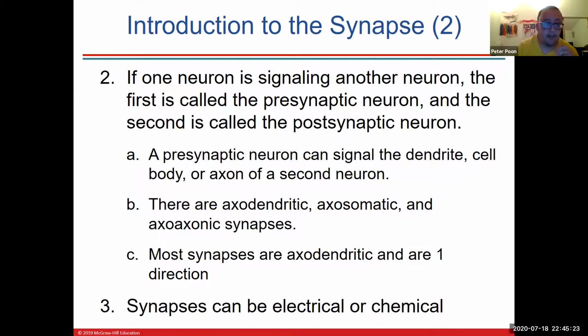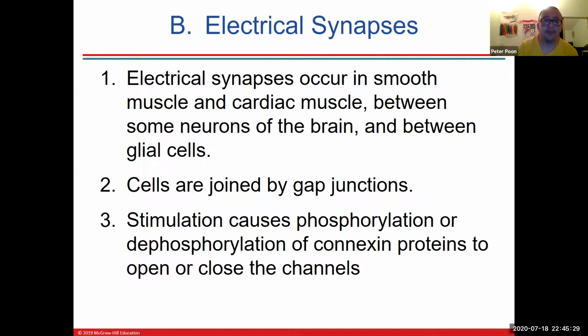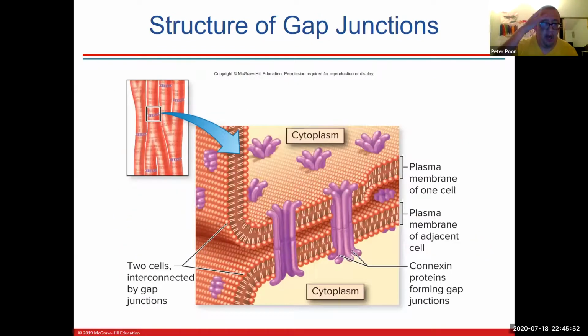Synapses can be electrical or chemical. They're mostly chemical, but there are some that are electrical. Electrical synapses are just electrical signaling through gap junctions. Gap junctions, if you recall, are junctions where cells are attached to one another and signals can travel straight through. So here are the gap junctions, and you can see the signal travels straight through.